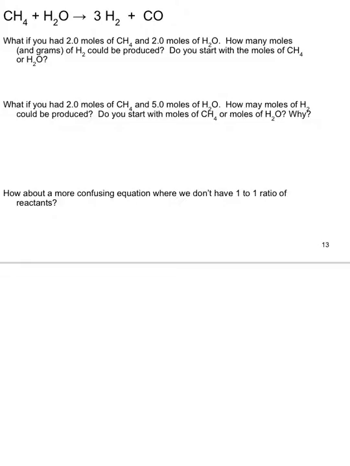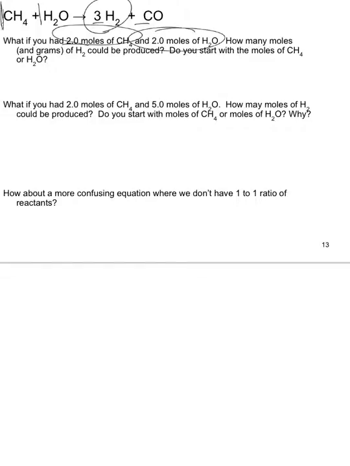All right, so here we have a reaction where everything's balanced, and 1 mole of this reacts with 1 mole of this to make 3 moles of this and 1 mole of this. So we're going to start really simple here. If you have 2 moles of CH4 and 2 moles of water, how many moles of H2 could you make? Do you start with moles of CH4? Do you start with moles of H2O? Because up to this point, you were told one thing and told to go to another thing. But now you're given 2 things. Which one do you start with?